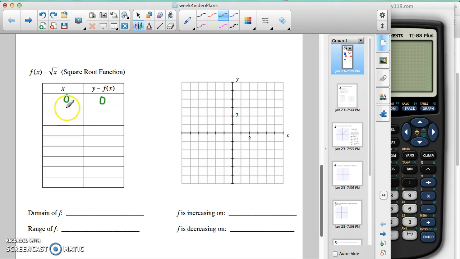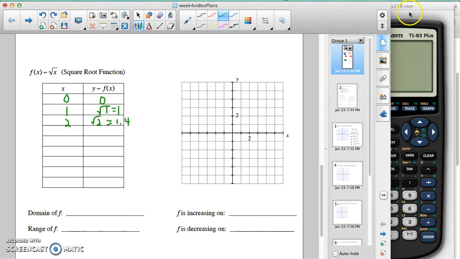We can then take the square root of 1. If we take the square root of 1, we get 1. If we take the square root of 2, if we put 2 in there, the answer would be the square root of 2. And that's not exact, it's an irrational number. It's approximately 1.4 if we look that value up on our calculator.